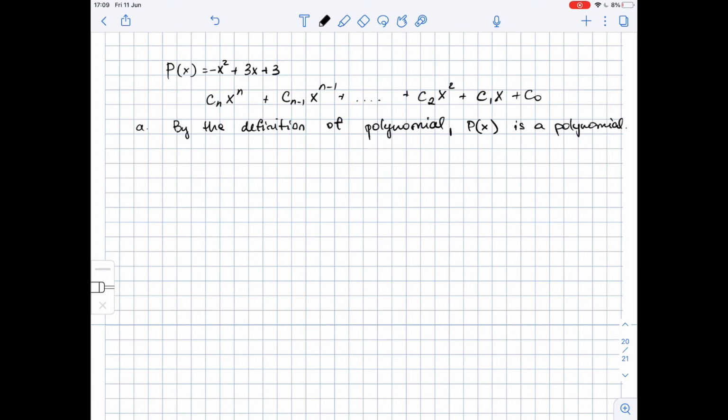The leading coefficient is the coefficient in front of the variable whose exponent is the highest. So basically, for example, in the standard form right here, Cn is the leading coefficient. So it's the coefficient in front of the variable of the highest degree. In our function, the variable with the highest degree is x squared. So the leading coefficient is the coefficient in front of x squared. So the leading coefficient is negative 1.